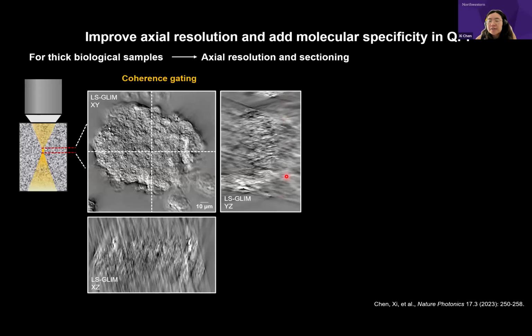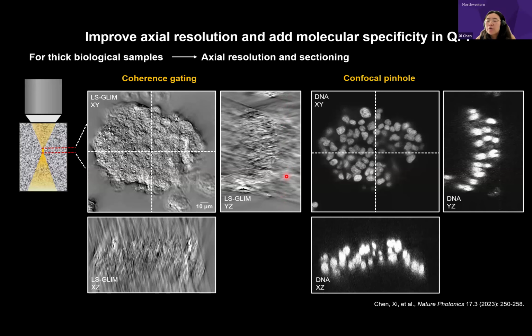You still have pretty poor optical sectioning when you focus on a Z where you don't have any object. So another way to further enhance this optical sectioning ability is to use a physical pinhole to reject the out-of-focus light. And confocal, which is very popular among a lot of biological labs, is the most popular way to image a spheroid.